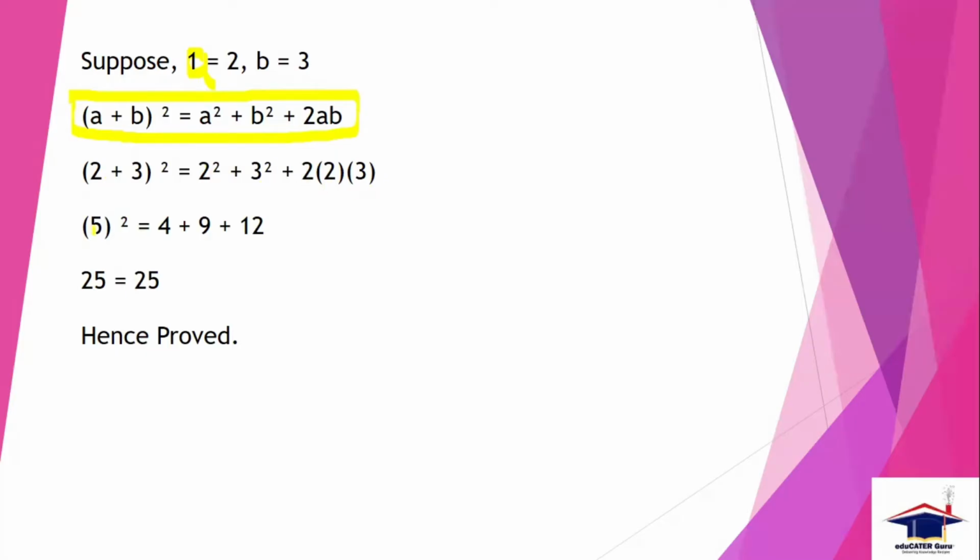So 2 plus 3 is 5, 5 squared is 25. 2 2s are 4, 3 3s are 9, 2 2s are 4, 4 3s are 12. So 12. So 4 plus 9 plus 12 is 25. Hence it is proved that for any value you give for a and b, this formula holds good. This type of identity is proved and it is right.